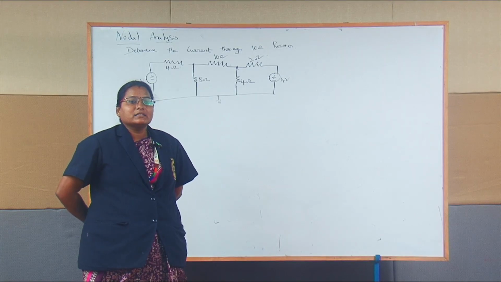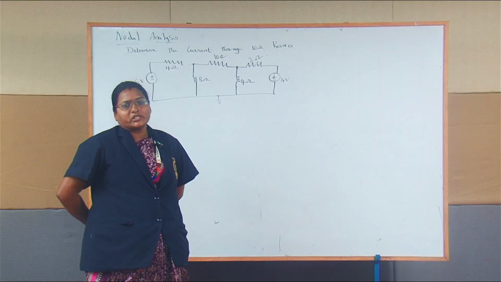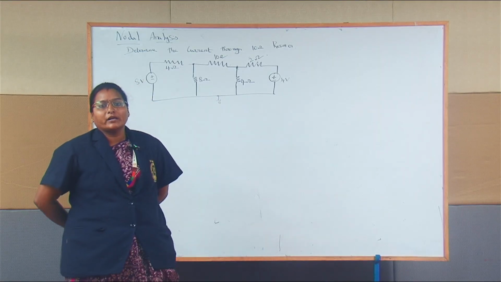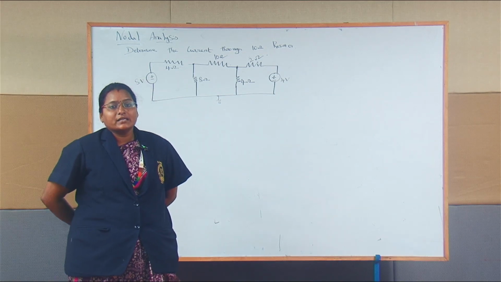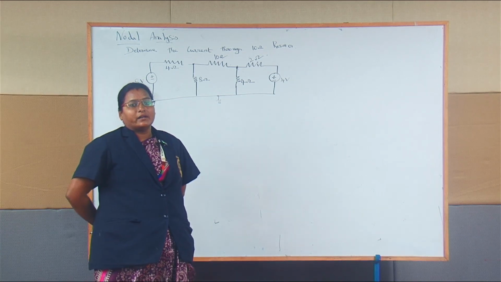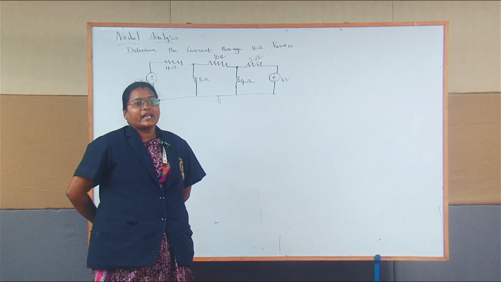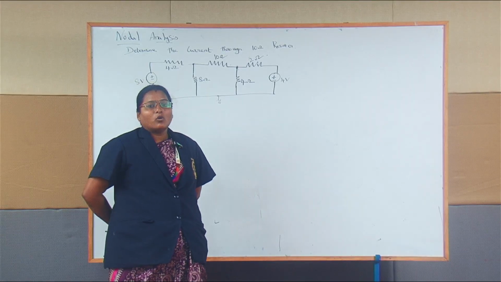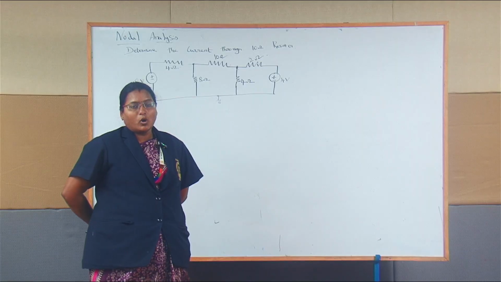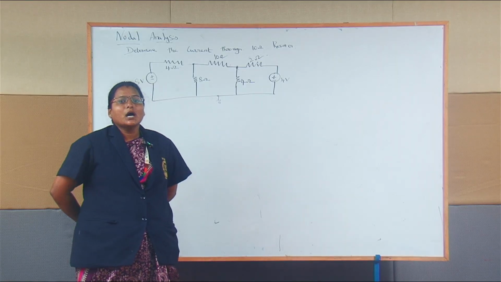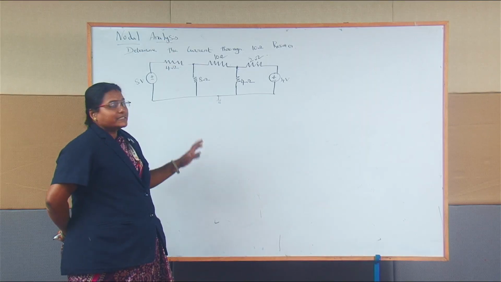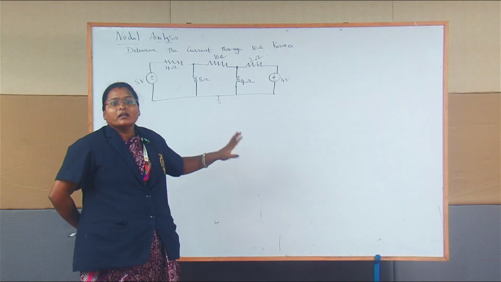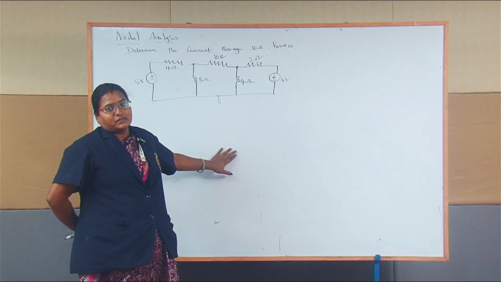Nodal analysis, which is similar to mesh analysis, is used for finding the nodal voltage. In mesh analysis, we are finding loop current. With both methods we can find the unknown value, branch current or voltage, whatever parameters you want. But the steps will differ. In mesh analysis, we apply KVL. Here we are applying KCL.